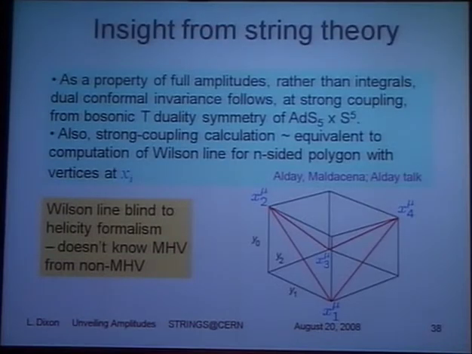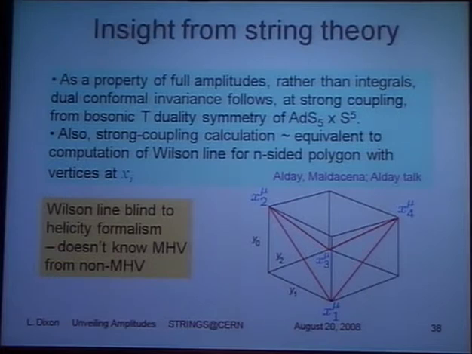Now, where did this dual conformal invariance come from? Well, as a property not of integrals, but actually of full amplitudes, it was argued to come, at strong coupling at least, from a certain T-dual symmetry of AdS5 x S5. And at the same time, and this came in the work of Alday and Maldacena, which we'll hear about later, the strong coupling calculation was argued to be equivalent to a computation of a particular Wilson line. And the Wilson line actually has vertices at exactly these dual variables.